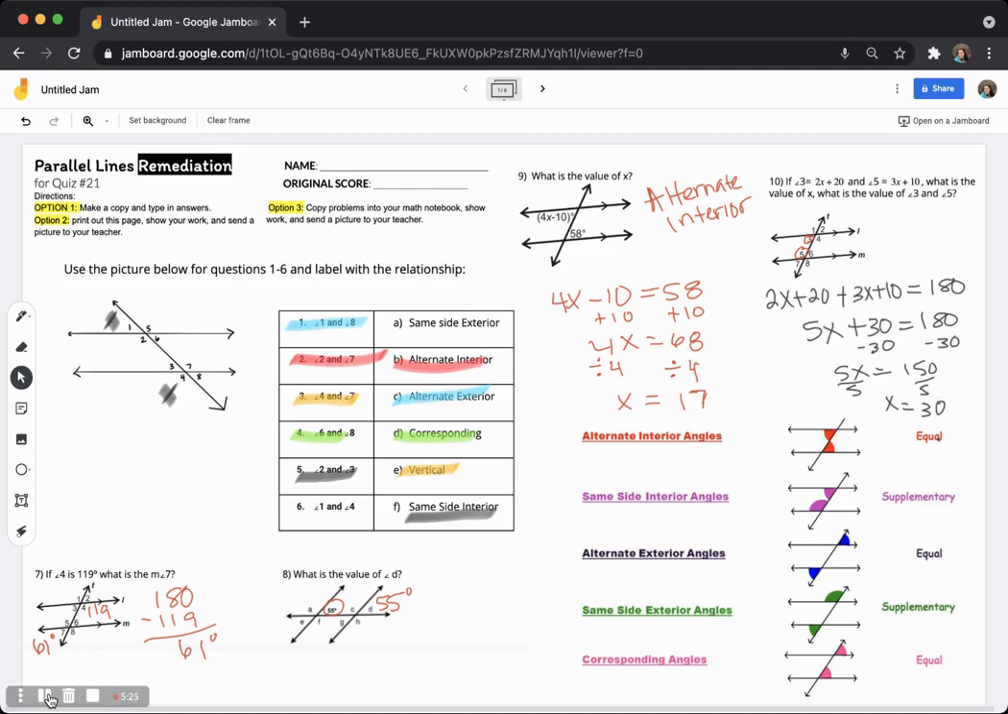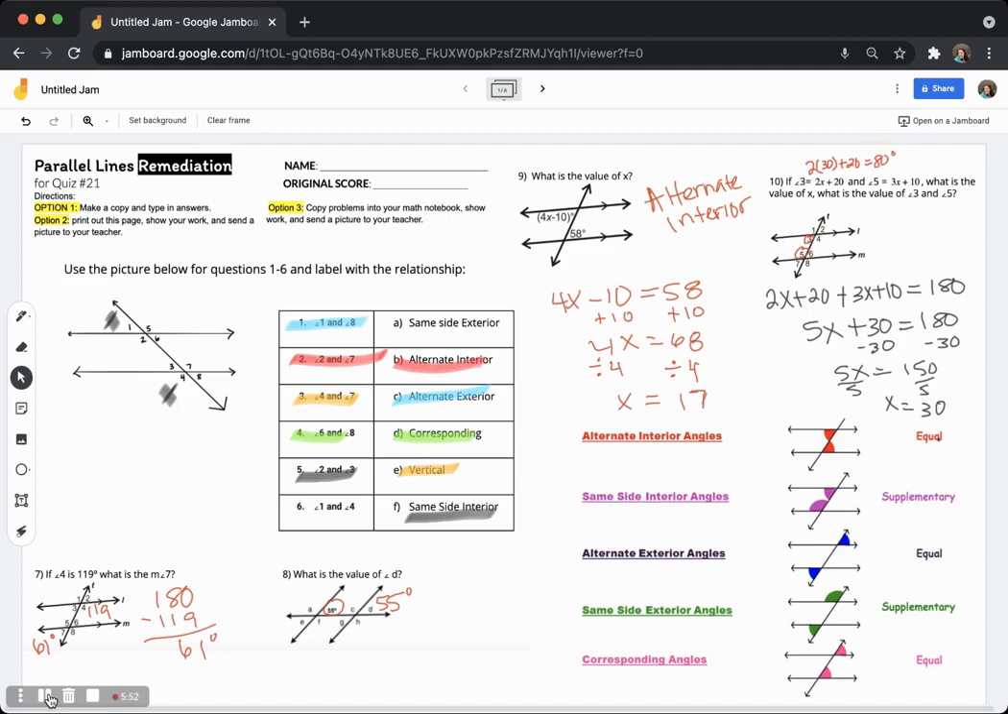And then it says, what is the value of angle 3 and angle 5? So angle 3 says it is 2x plus 20. So I'm going to replace x with 30. So that's going to be 2 times 30 plus 20. So 2 times 30 is 60. 60 plus 20 is 80. So angle 3 is 80 degrees.